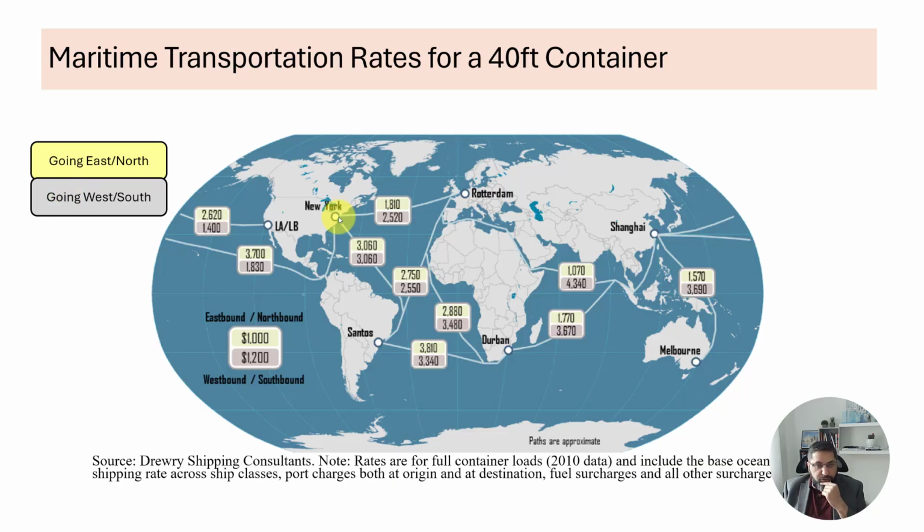So let's look at this route between New York to Rotterdam in Europe. The yellow part tells you that one 40-foot container is going to cost you $1,810. That is not going from Rotterdam to New York. That's going the other way, going east. So if you go from New York to Rotterdam, it costs you $1,810. But if you go the same distance from Rotterdam to New York, it's going to cost you $2,520. Cost you a lot more.